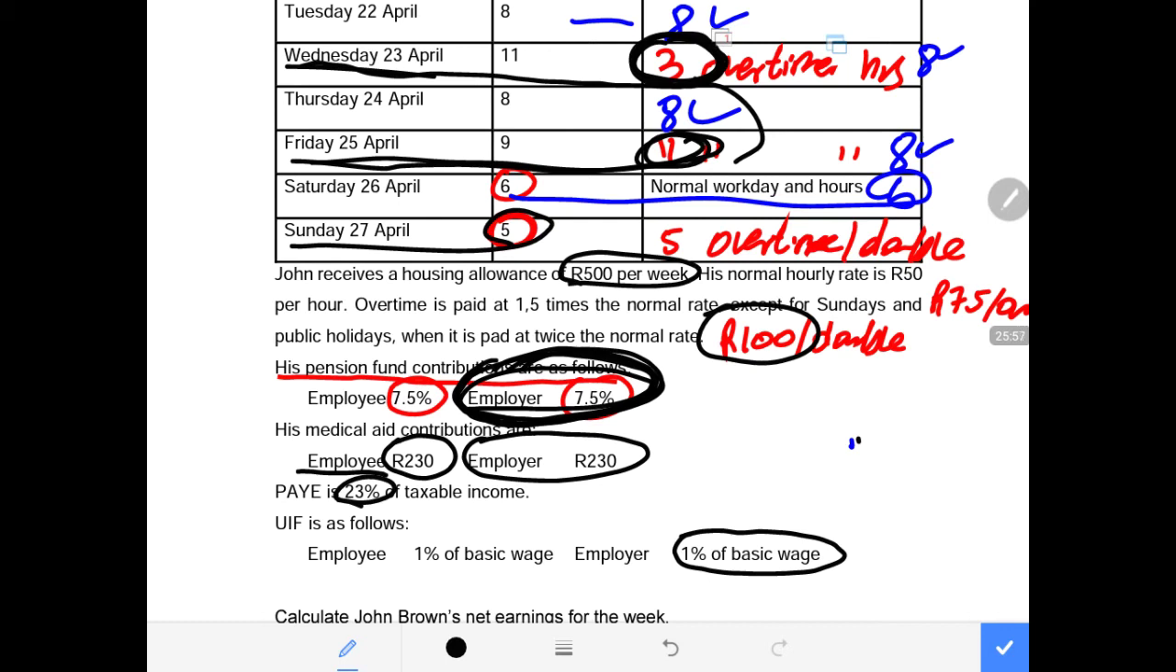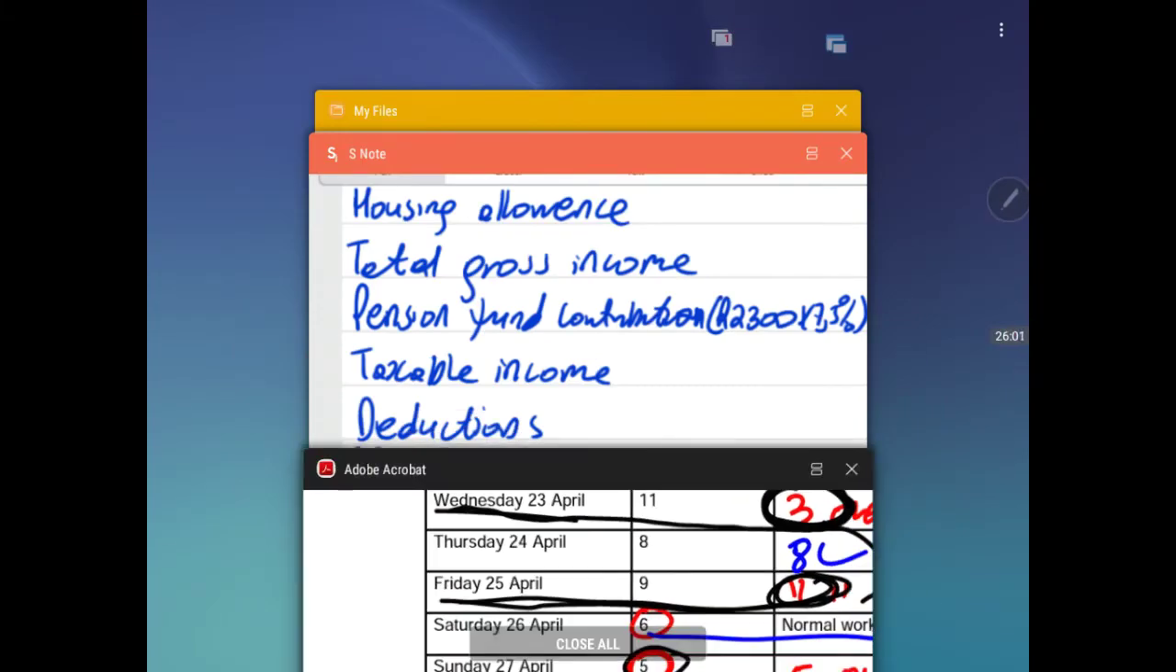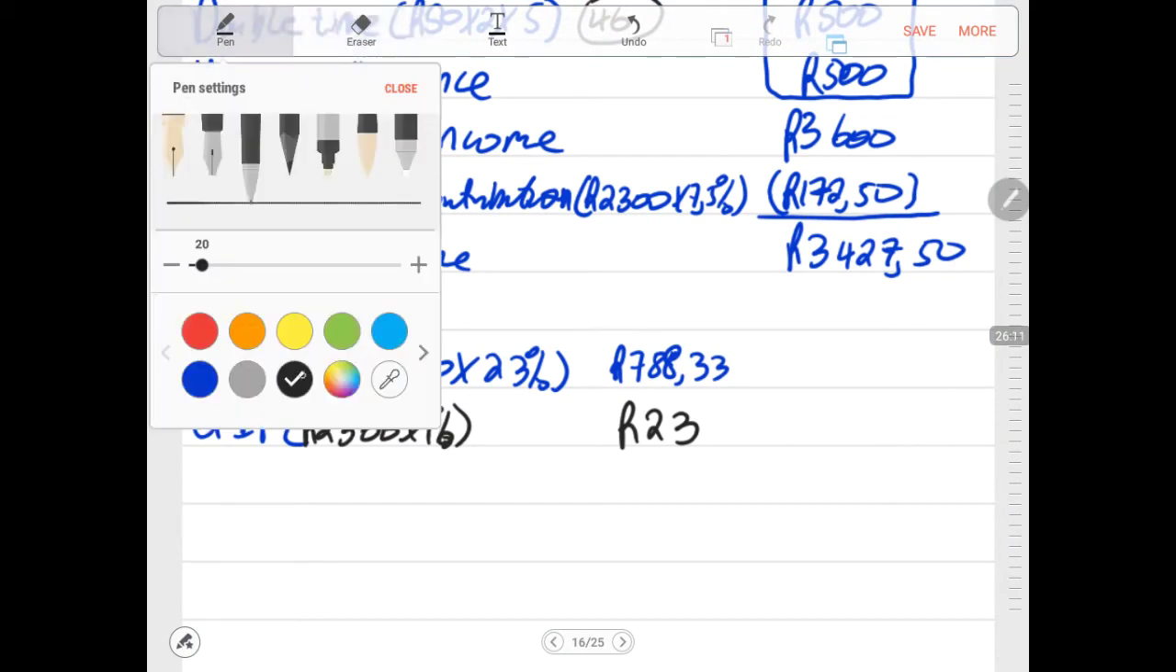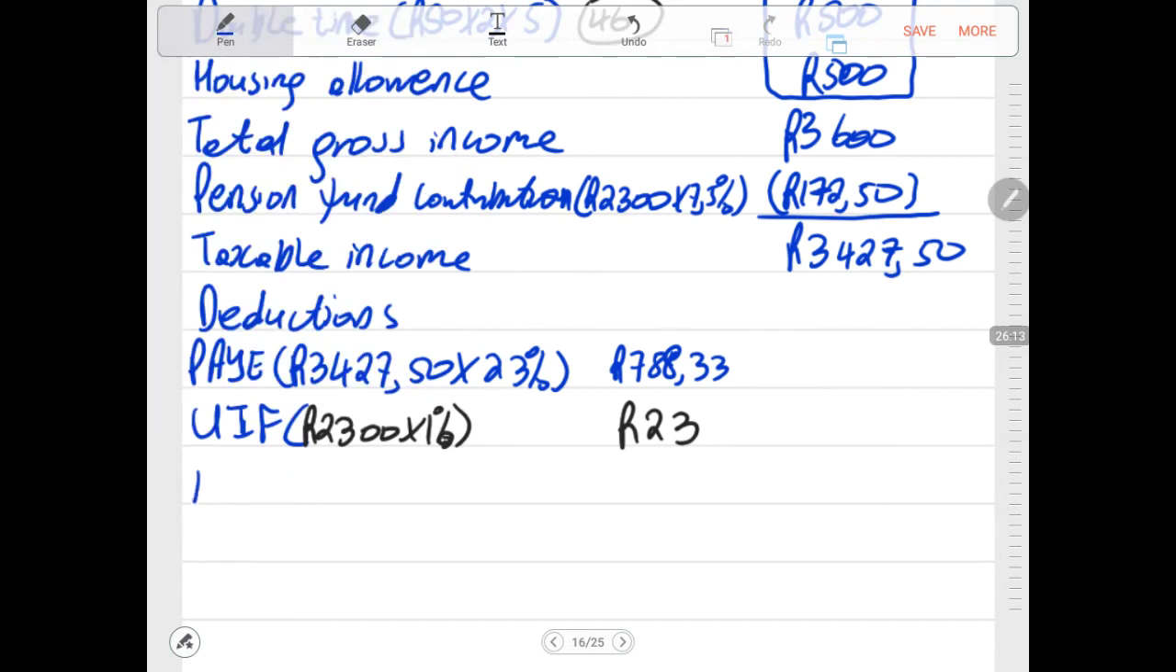Then we are told that medical aid is 230. You can be given a percentage, but they will have to tell you on what amount the medical aid must be calculated. So now we go to the medical aid deduction. We have our medical aid deduction, which they gave to us as 230.